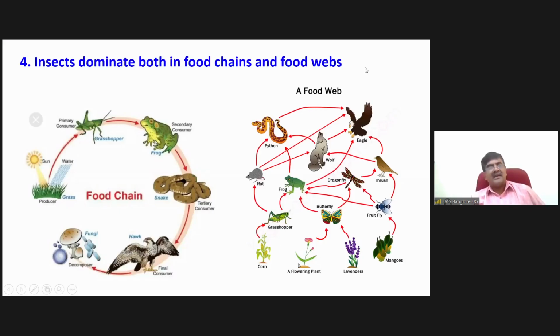So at the bottom level, that is the producer level, we have plants. At the primary consumer level, we have phytophagous insects. At the secondary consumer level, we have insects, birds, frogs, rats. At the next level, we have snakes and wolf. And at the top level, we have eagles. In this way, insects form important links in both food chain and food web. Because of their dominance in food chain and food web, we have to study insects.